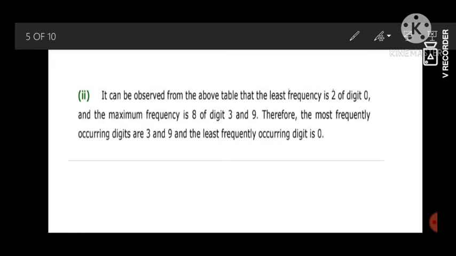So here is our answer. It can be observed from the table above that the least frequency is 2 of digit 0. And the maximum frequency is 8 and the digits are 3 and 9. Therefore, the most occurring digits are 3 and 9 and the least occurring digit is 0. So this is our sum number 7.